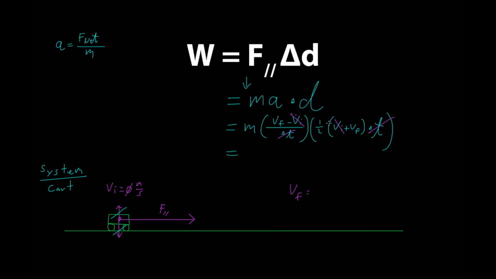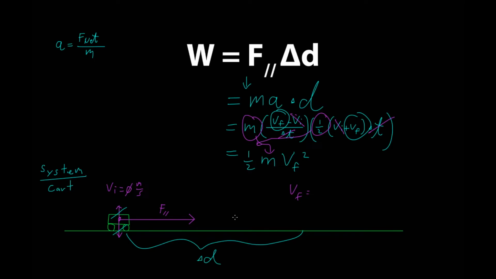Now I'm going to do a little rearranging here. I'm going to take this half, I'm going to put it first. I'm going to take the m, I'm going to put it second. What I have left is Vf and Vf, which means I'll get Vf squared. So if force parallel was exerted on this cart for a certain distance, delta D, and from rest obtained a final velocity, this would represent the amount of energy that was transferred into the cart. And this, of course, would have transferred in as kinetic energy. So this is how kinetic energy can be derived from work.